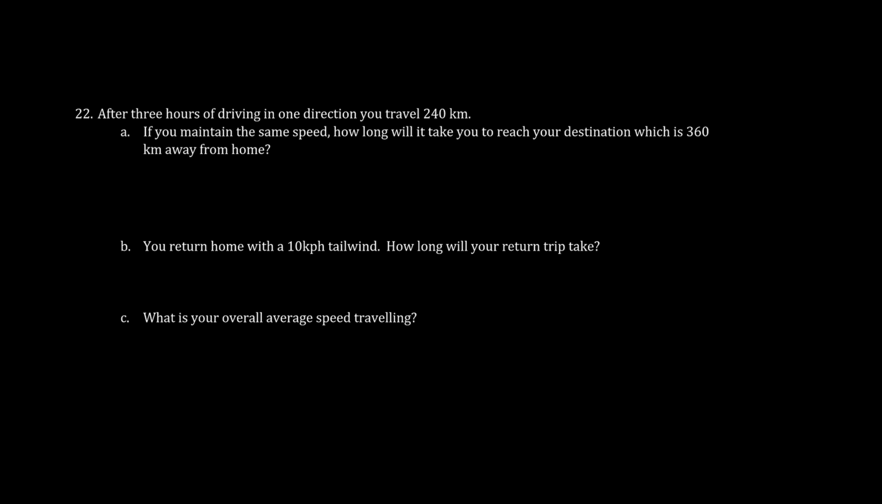After 3 hours of driving in one direction, you travel 240 kilometers. So in 3 hours, you travel 240 kilometers. That means that in 1 hour, we're going to divide both sides by 3. In 1 hour, you travel 240 kilometers divided by 3, which is 80 kilometers. So essentially your speed or your velocity is 80 kilometers per hour.